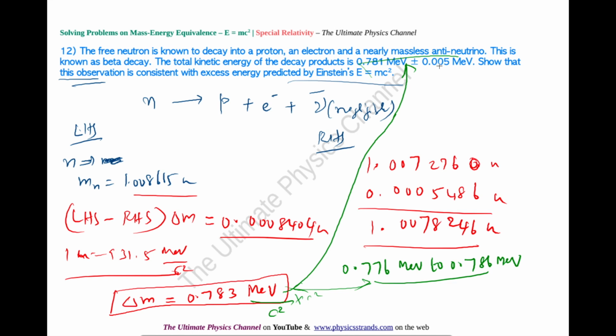Right. So that completes some of the problems that we wanted to solve on the concept of mass energy equivalence in special relativity.